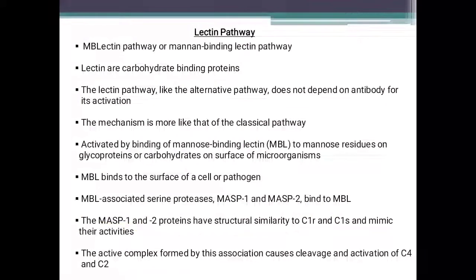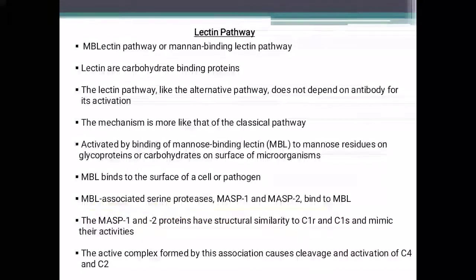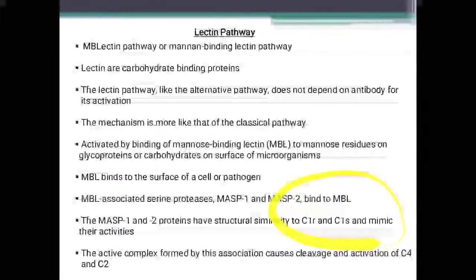So the MASP1 and MASP2 proteins have structural similarity to C1r and C1s and mimic their activity. Just like in your classical pathway, C1q has the capability to recognize the invading pathogen. In the lectin pathway the recognition is done by MBL, and after recognition, C1r and C1s are the proteins which activate the C3 convertase, the complex formed by the C4 protein and the C2 protein. Just the same way as the classical pathway, activation is conducted by these proteins.